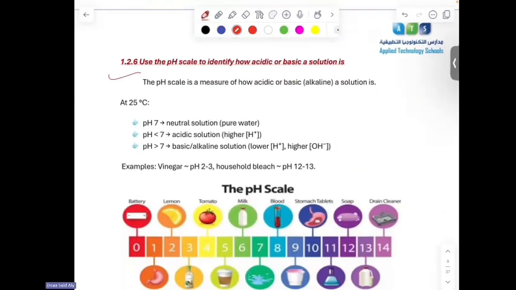Then the pH. Solutions are classified into three groups: acids, bases, and neutral. pH neutral, so it's pure water. pH less than 7, it's acid, and they have higher or more concentration of the hydrogen ions. pH more than 7, so it's basic or alkaline, and the concentration of the OH is more than the hydrogen ions.